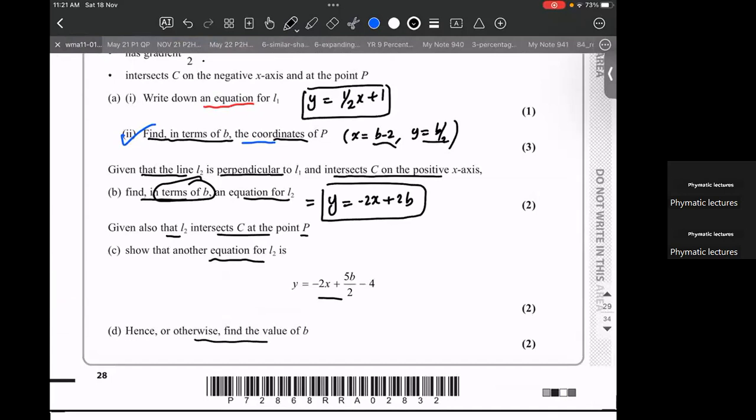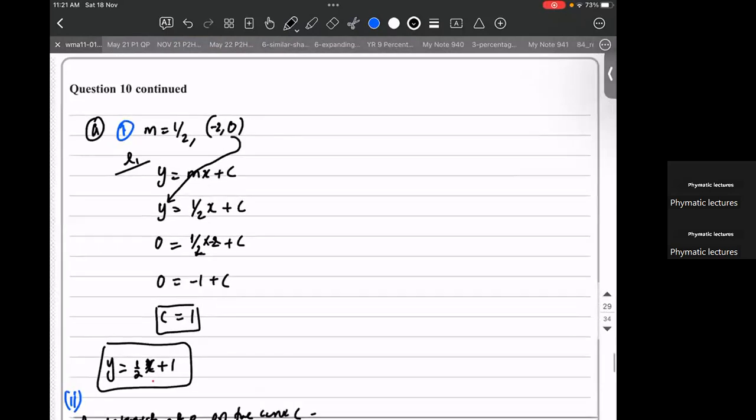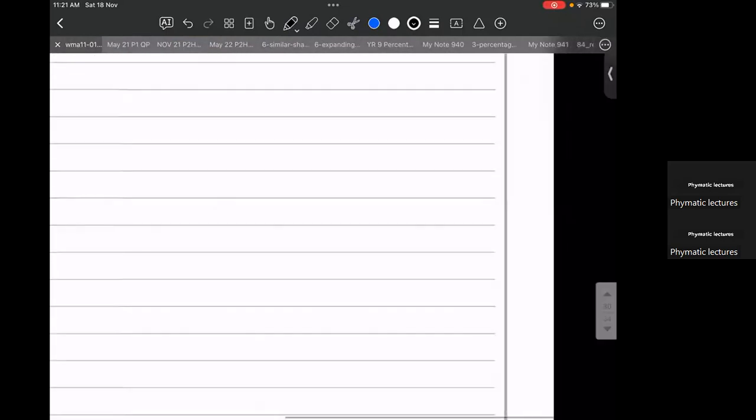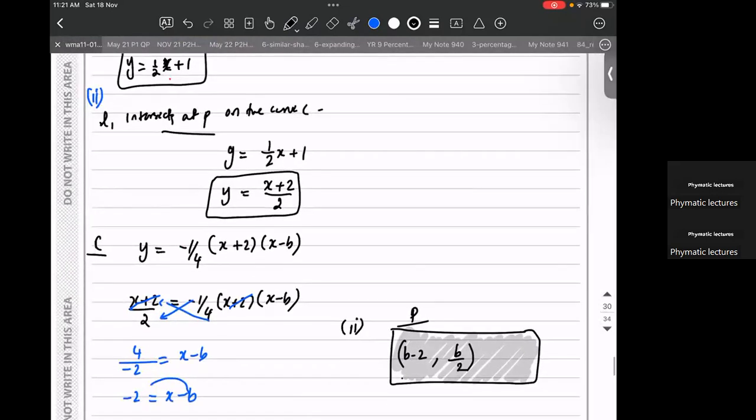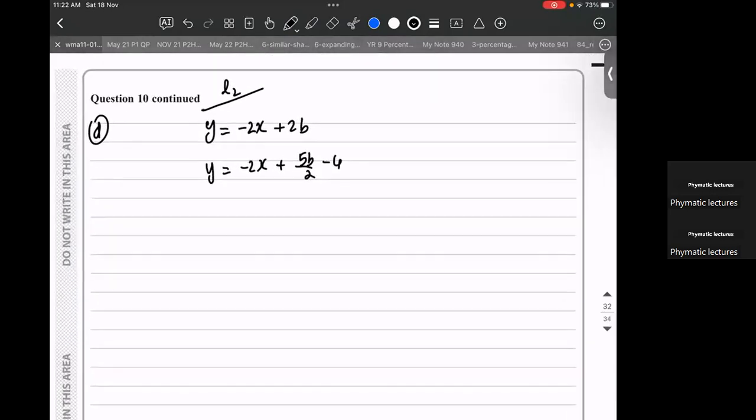And hence or otherwise find the value of b. That is the D question. So how to answer the D part of this question? We have two equations of the line, the same line, line L2. One we obtained as minus 2x plus 2b. The other equation we obtained as minus 2x plus 5b by 2 minus 4. And we know that both are representing the same equation of the line L2. So if this is the case, we can say that these two are exactly the same, because for a single line, we have only one y-intercept and one gradient.